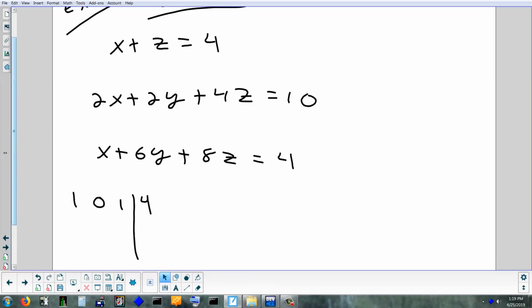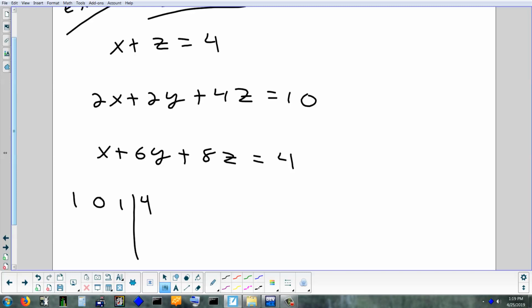Now, this technically isn't one of the rules, and you don't have to do this, but you could write down row 2 the way it is right now. Or there's actually something you could do right away. You want to see what you could do to row 2? And it's not a big deal if you don't. You're going to get the same answer.